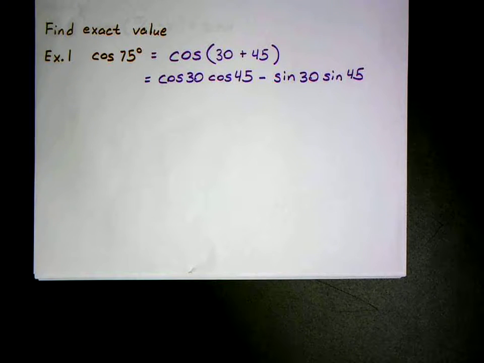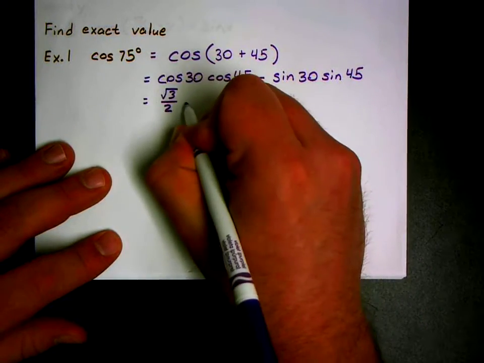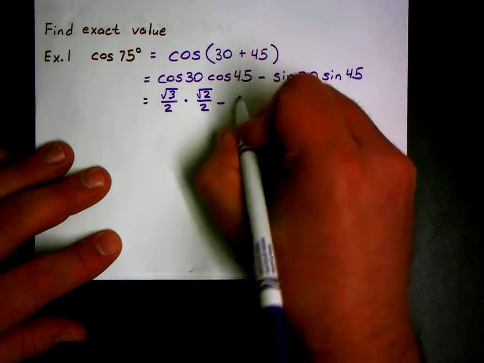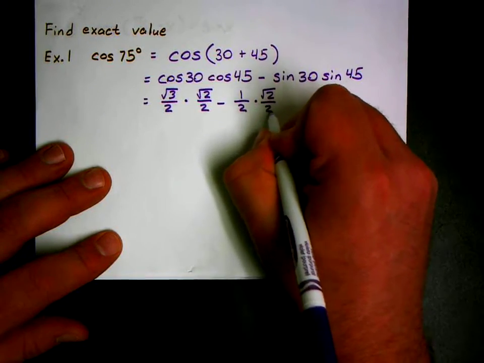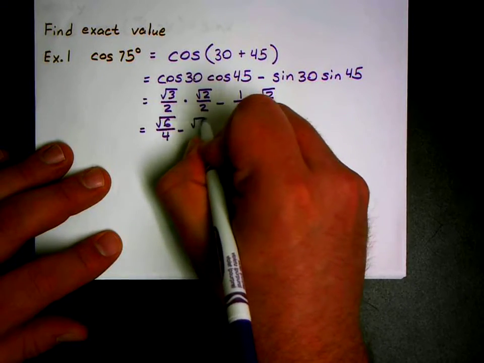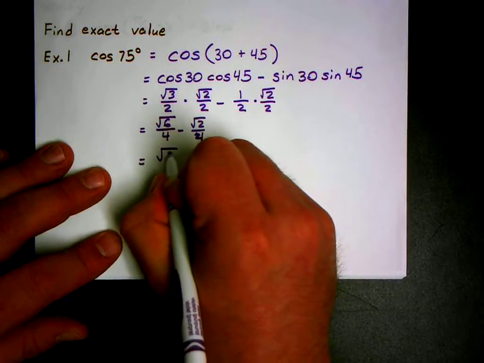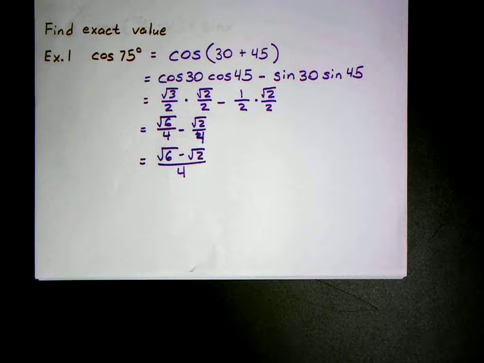Now I just plug in the values of those. Cosine of 30 is square root of 3 over 2. Cosine of 45 is radical 2 over 2, minus sine of 30 is 1/2. Sine of 45 is radical 2 over 2. So this is radical 6 over 4 minus radical 2 over 4. This is all the more I can simplify it in order to have an exact solution, which is what they're asking for.